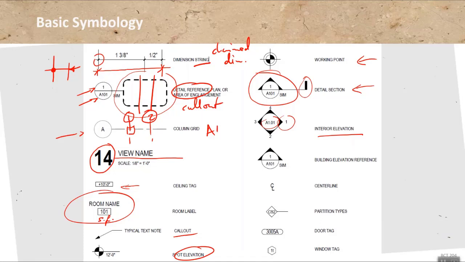Outside building elevations, again, look fairly similar. Same logic as before. In Revit, by default, they're actually rectangular or square, but in principle, it's all the same. Next, we have your center line. If you're calling out a center line for something, that's the CL.